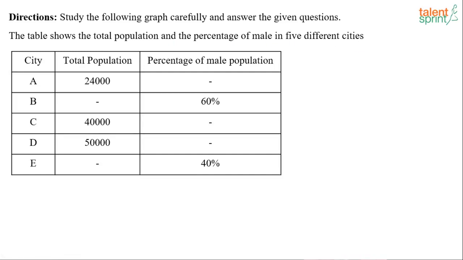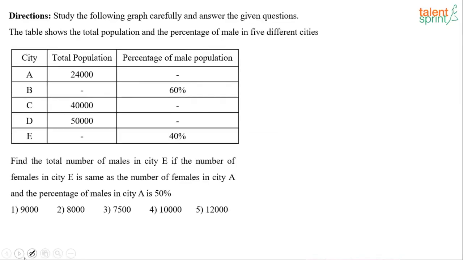Now some data is missing here, but very simple data, right? A, B, C, D, E are the 5 cities. Their total population is given here: 24,000, missing value, 40,000, 50,000, missing value. And percentage of male population is given: missing value, 60%, missing, 40%. So if percentage of male is 60, it's obvious that female will be 40. See, indirectly we know that female population is going to be 40% here. In this case, female population is going to be 60%. Right? So let's move to the questions.